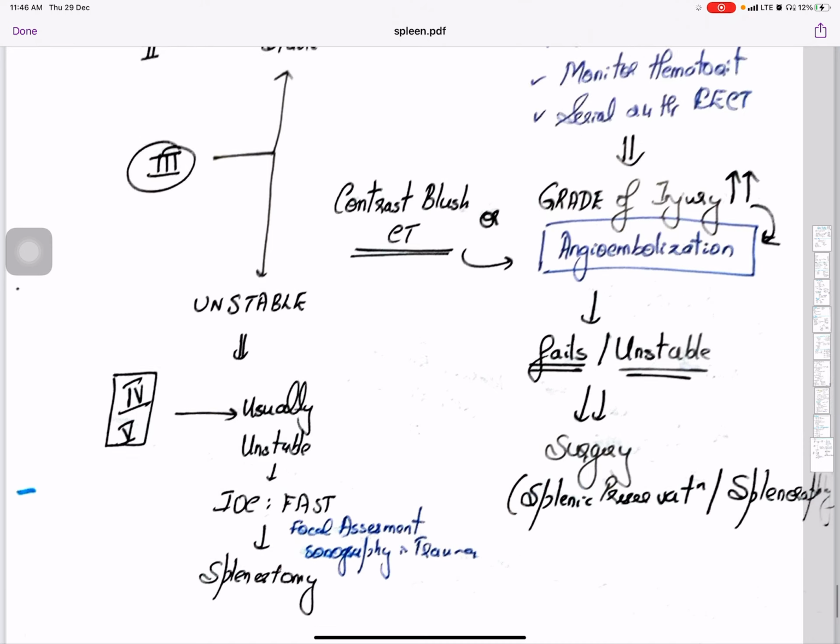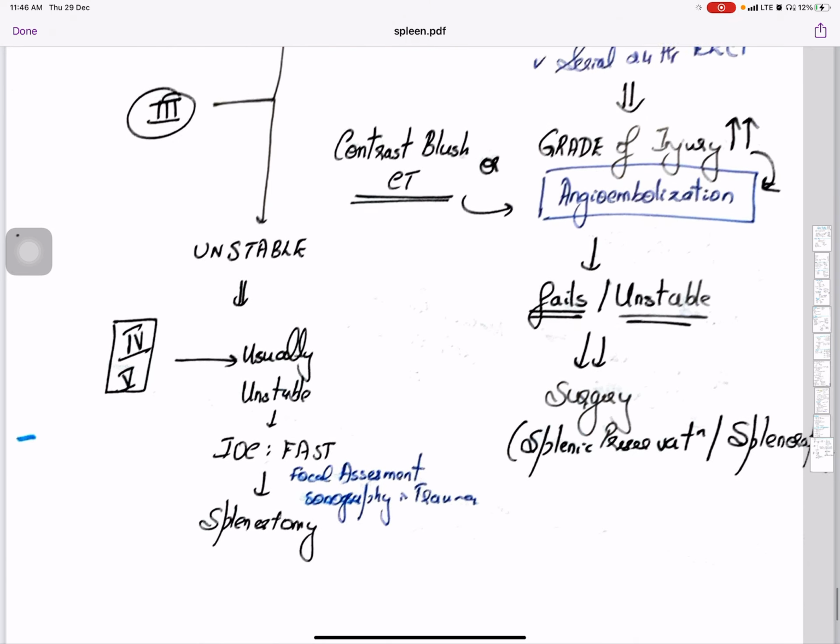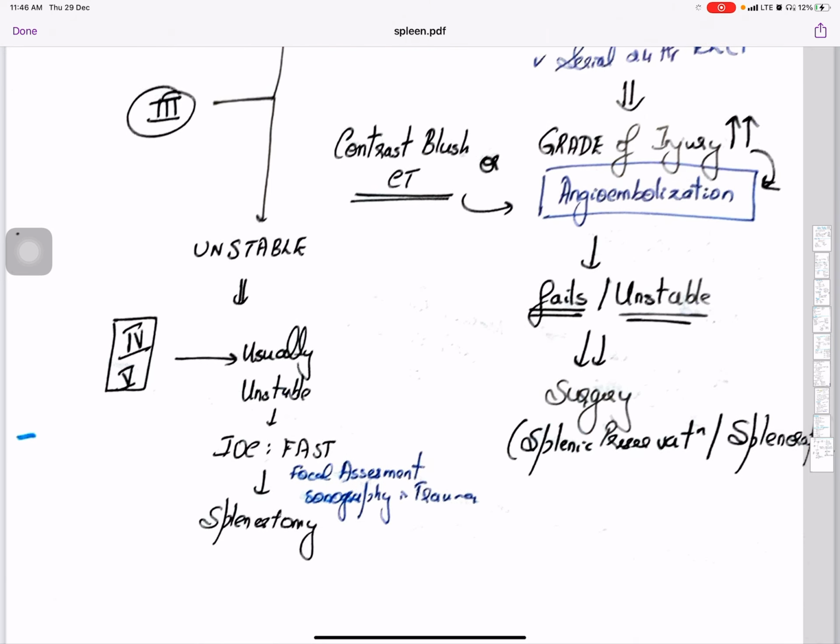Then if the patient is grade three, four, five and unstable, then we do FAST, that is focused assessment with sonography. FAST is done, 4-quadrant tap is done. And we do splenectomy, emergency splenectomy. This is done, plus that four headings from page 693. Okay, good enough.